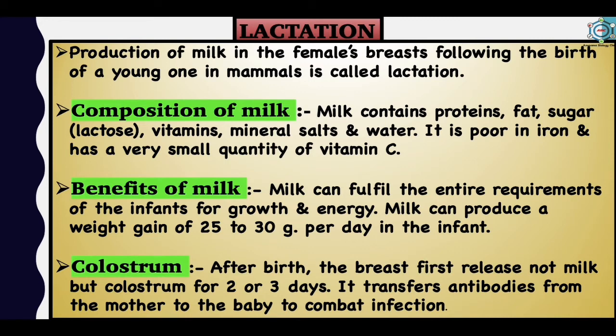So what is the colostrum? After the birth, the breast first releases not milk but the colostrum for 2 or 3 days. It transfers antibodies from the mother to the baby to combat infection. It is also called foremilk and it contains cells from the alveoli and is rich in protein but low in fat.